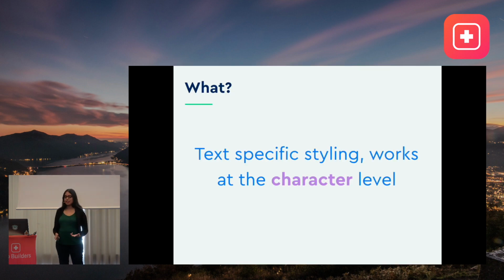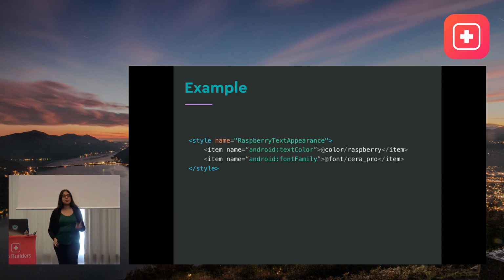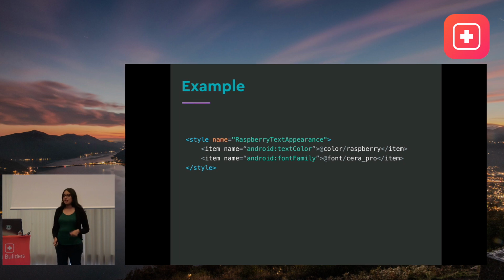What is it? It is text-specific styling, but it only cares about attributes at the character level. It does not care about attributes at the paragraph level, such as max lines, line height, hyphenation frequency, break strategy, etc. And I know I definitely have put max lines in a text appearance before and been like, oh my god, why is this not working? Well, now we know.